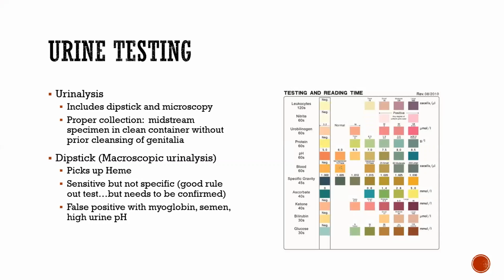With respect to urine testing, this includes urinalysis, which can be both the macroscopic urinalysis, which is the dipstick, or the urine microscopy. The dipstick is often done at point of care in the office, whereas microscopy is typically done in the lab and is a bit more labor intensive. Dipstick is cheaper as well. So you get different information from each. The important thing is proper collection of urine samples. It should be a midstream specimen in a clean container without prior cleansing of genitalia.